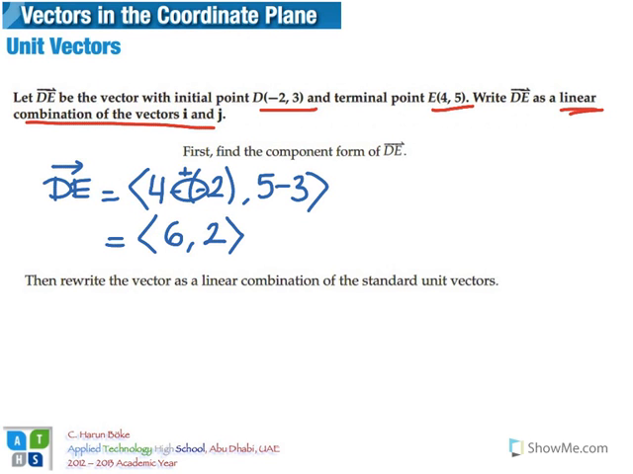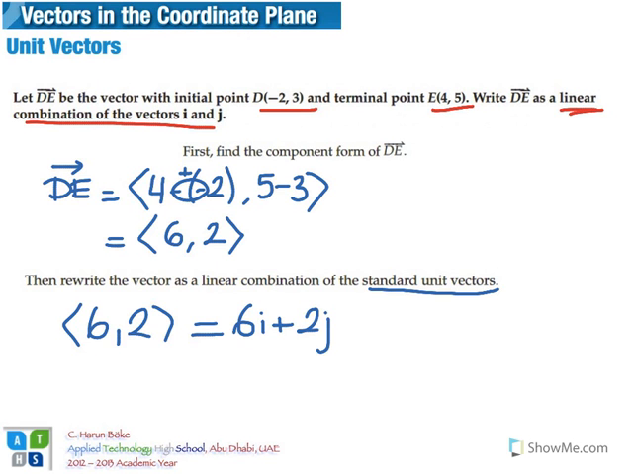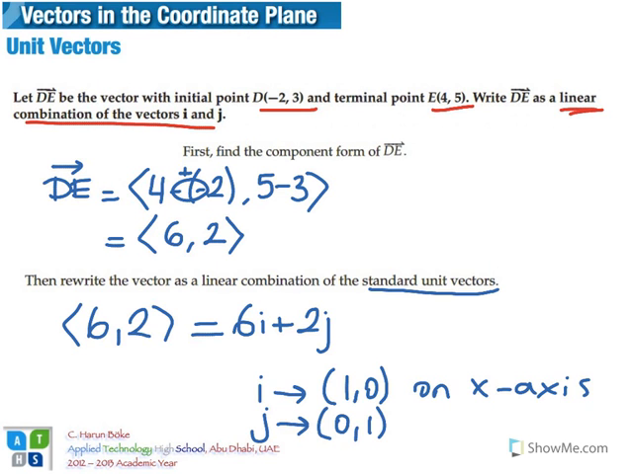Now is the time to write this vector as a linear combination of the vectors i and j, which are called standard unit vectors. Since we have (6, 2) as the component form, we can say this is 6i plus 2j. Don't forget, i is the unit vector lying on the x-axis. It is (1, 0), and j is the same kind of vector which lies on the y-axis.